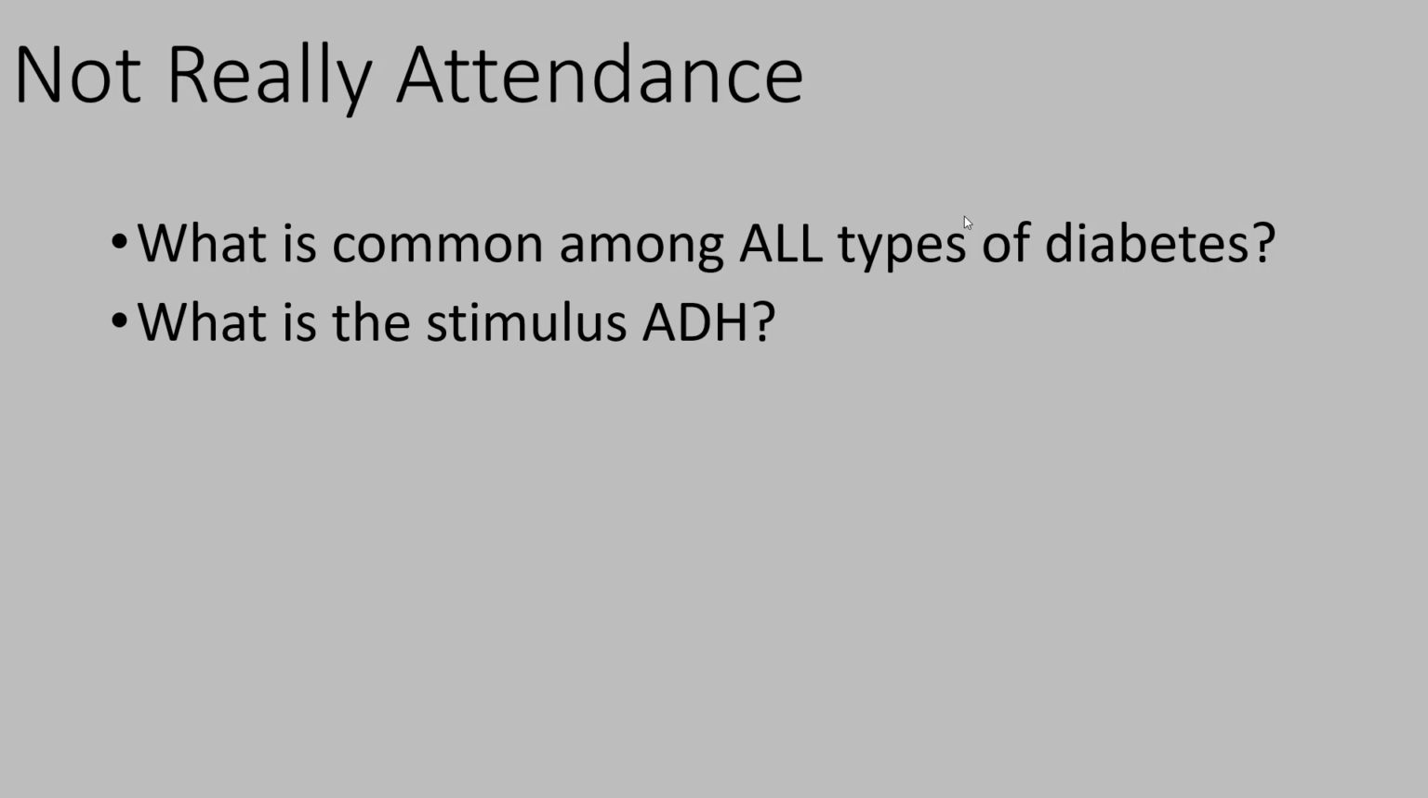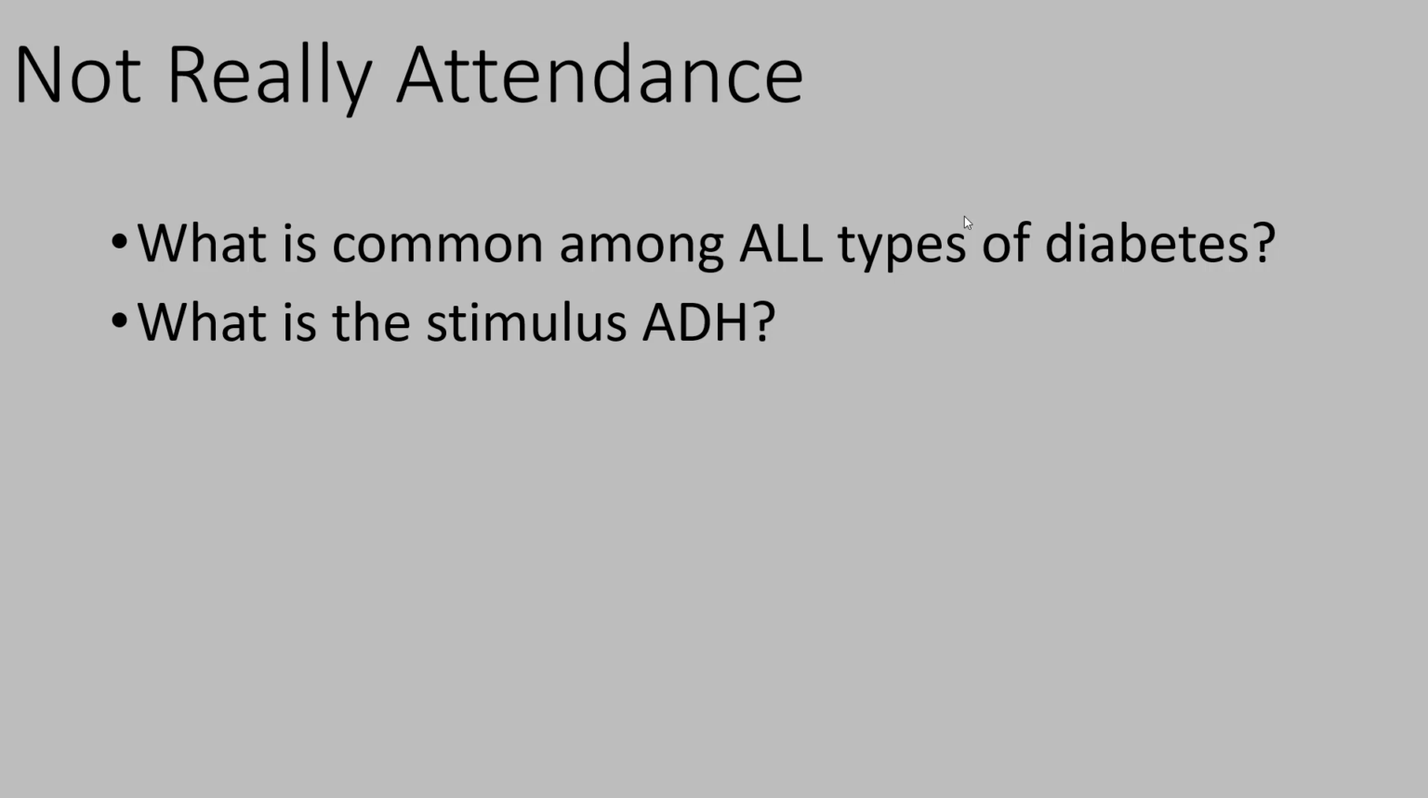What is common among all types of diabetes? Well, by now we've talked about diabetes quite a bit. We will be talking about diabetes off and on throughout the semester. And we know some types of diabetes are the ones we're familiar with, the ones that have to do with insulin and glucose. But some types of diabetes don't have anything to do with insulin or glucose. But the one thing that's common among all types of diabetes is polyuria, or increased urination. If you're peeing a lot, that is a symptom of diabetes, regardless of the type of diabetes.